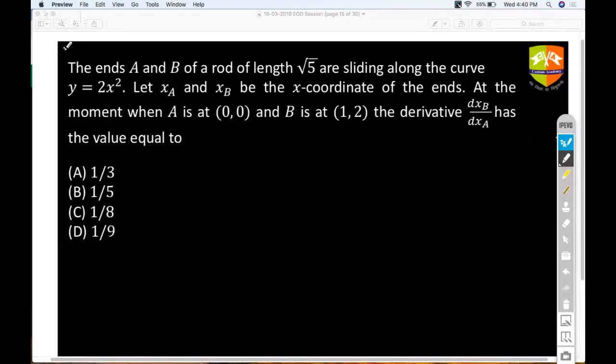Let's move on to the next question, which is the 15th question. The ends A and B of a rod of length root 5 are sliding along the curve y is equal to 2x square. If xa and xb be the coordinates of the ends, then at the moment when A is 0, 0 and B is 1, 2, find dxb by dxa.